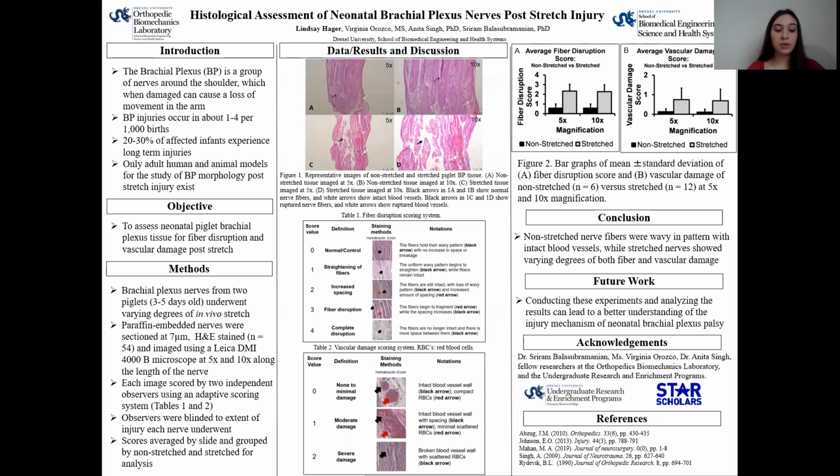For each nerve, 3 slides were selected and H&E stained, resulting in a total of 54 H&E stained slides. The slides were then imaged using a Leica DMI 4000B microscope at 5x and 10x magnification along the length of the nerve. Each image was scored by 2 independent observers using an adaptive scoring system as seen in tables 1 and 2. The observers were blinded to the extent of injury each nerve underwent. Scores were then averaged by slide and grouped by non-stretched and stretched for analysis.